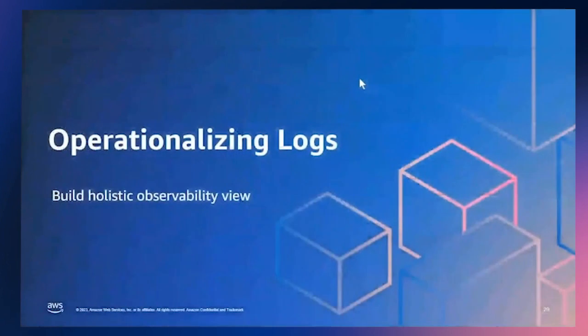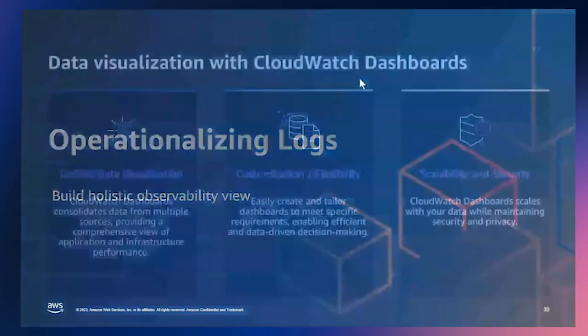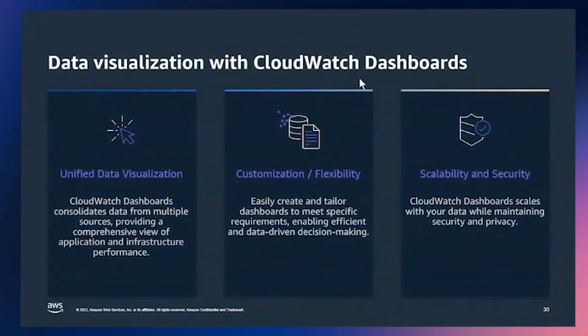Now let us see how you can build a holistic observability view using the dashboards. We discussed running queries on your log data, generating metrics from logs to track certain events, or finding top-N contributors. Each of these actions can be added to a CloudWatch Logs dashboard, so you have a single centralized place to observe your environment. CloudWatch dashboards are customized home pages in the CloudWatch console that you can use to monitor your resources in a single view. They can be used to consolidate data from multiple sources.